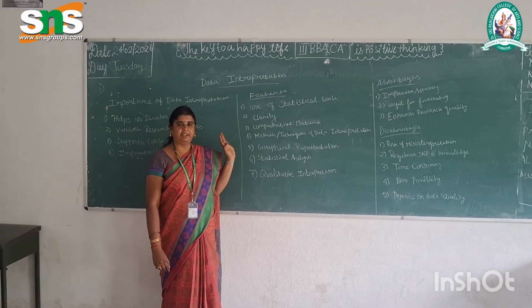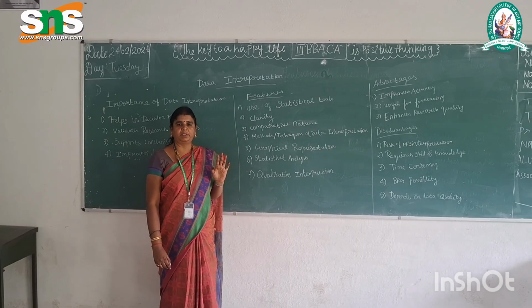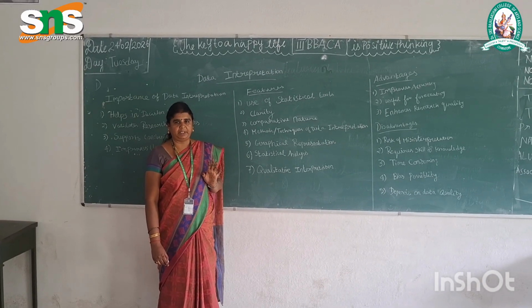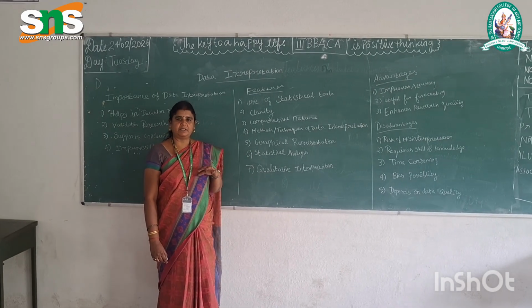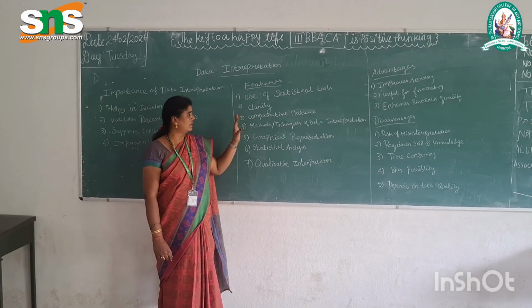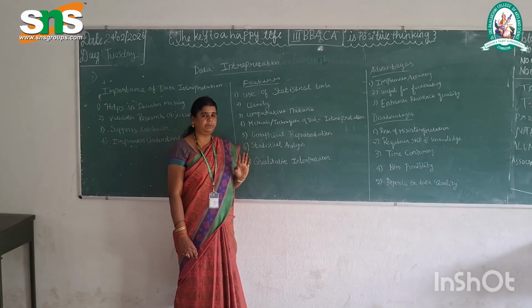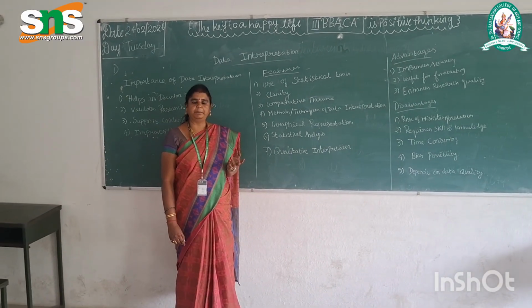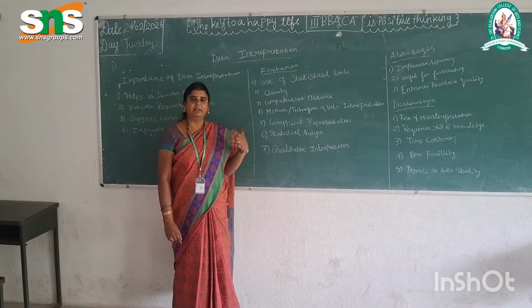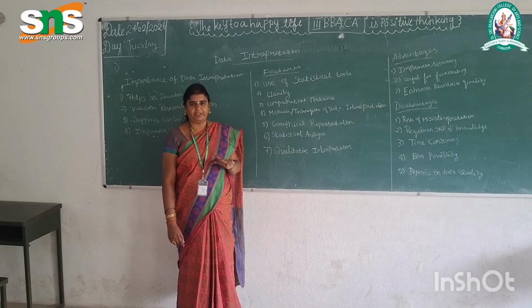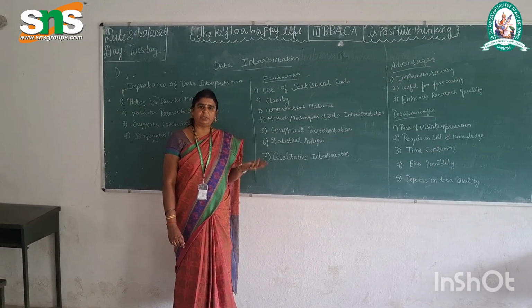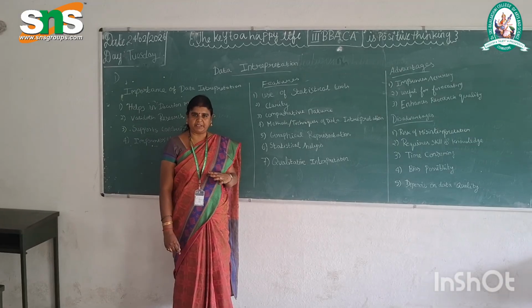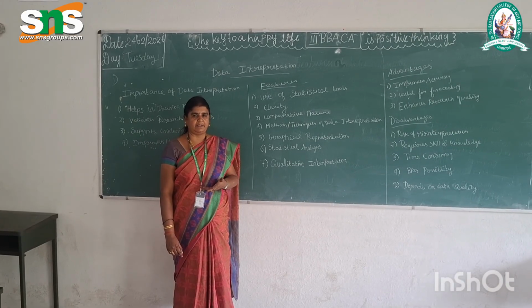Next one, clarity. Clarity is most important for data interpretation. It clearly conveys the messages given by the researcher. Next, comparative nature. Here we have to compare existing data and predictive data. This will be helpful for the researcher. We have to compare past records and present records with future analysis.